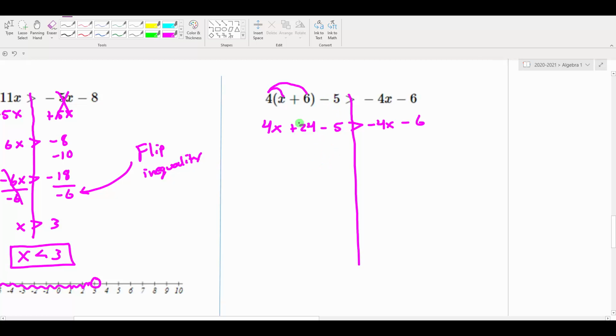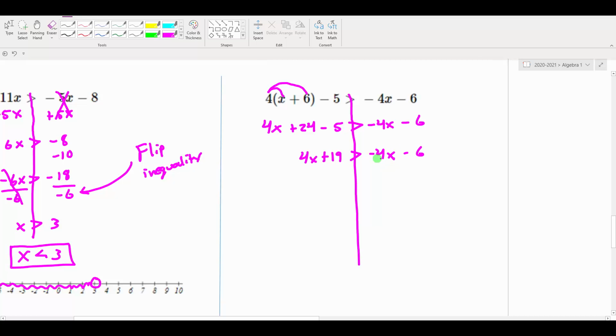All right. Now on the left-hand side, I have a positive 24 and a negative 5. I can combine those. Those are like terms, so if I combine them, I'm going to get 4x plus 19 greater than negative 4x minus 6. Right? And this is where I'm going to have to make a choice about what side to put the x's on. So I always like to choose the left-hand side no matter what's going on. I always choose the left-hand side for my x's.